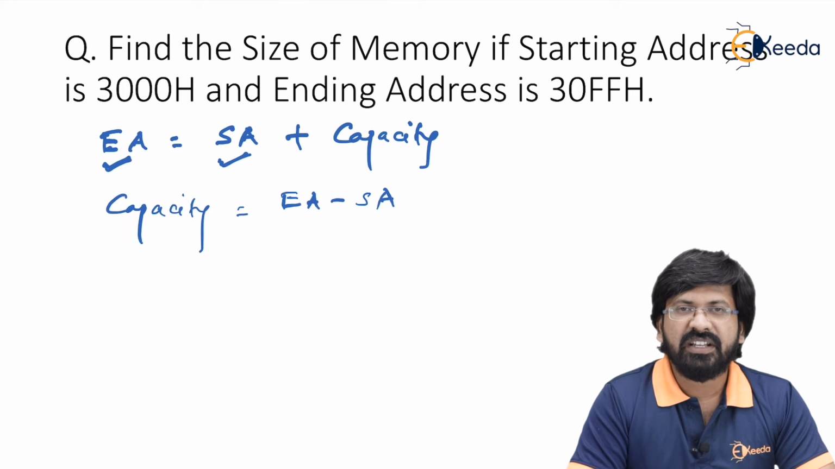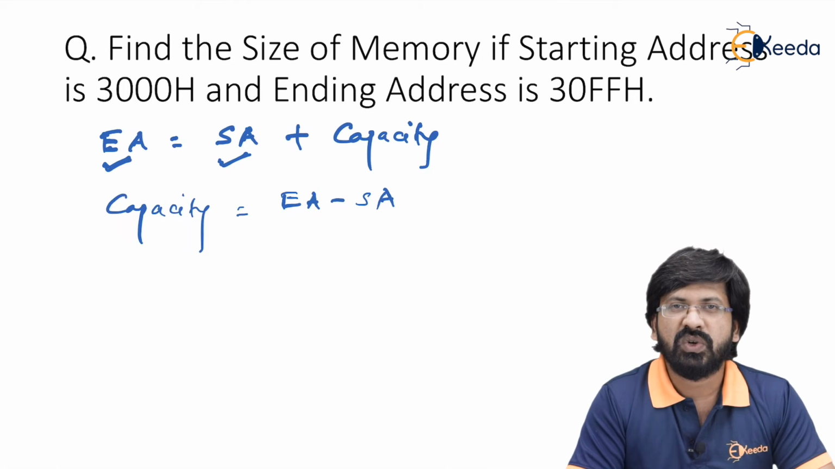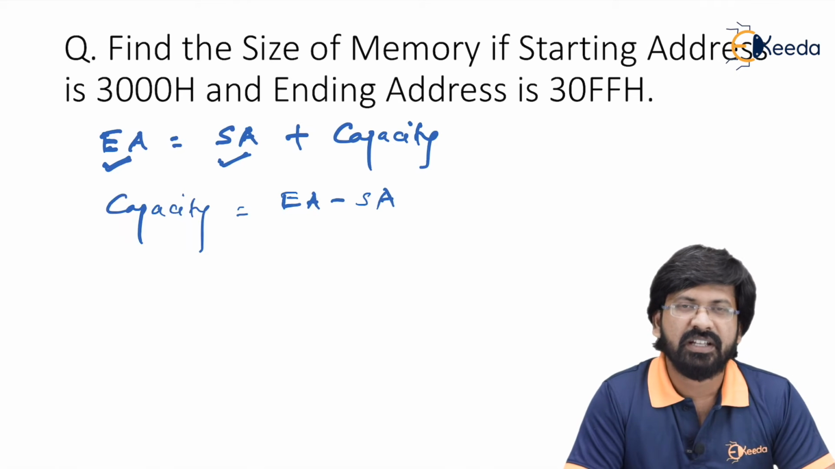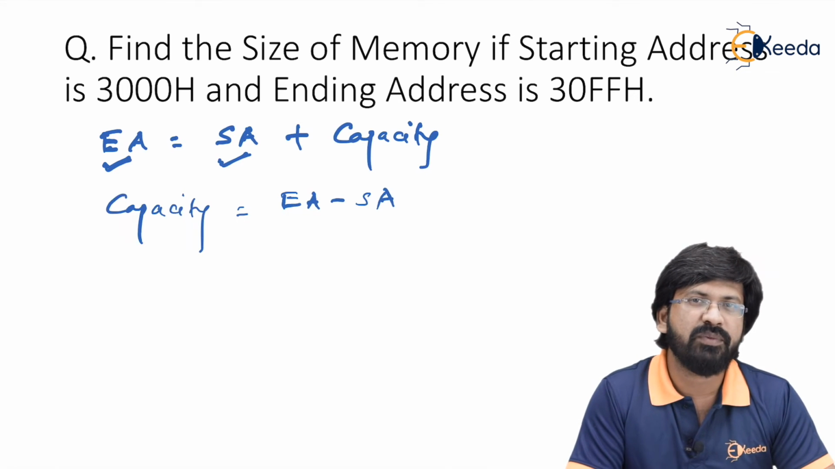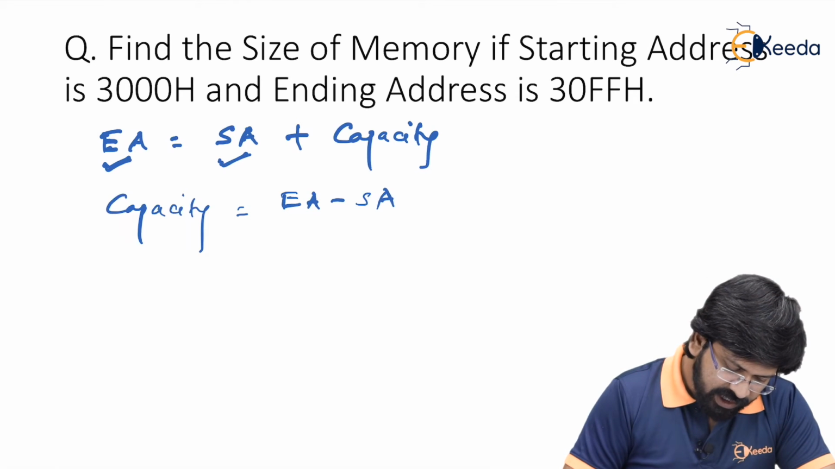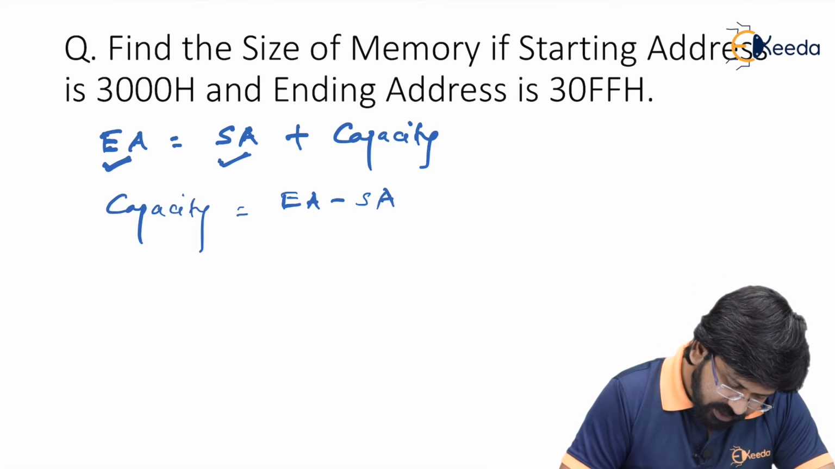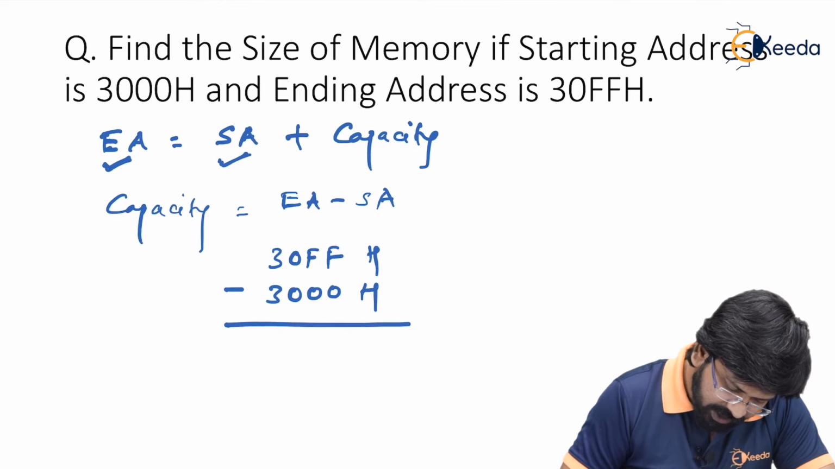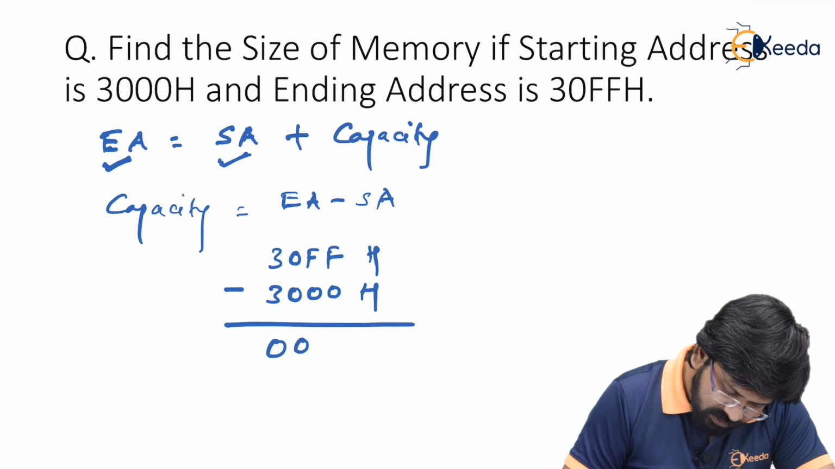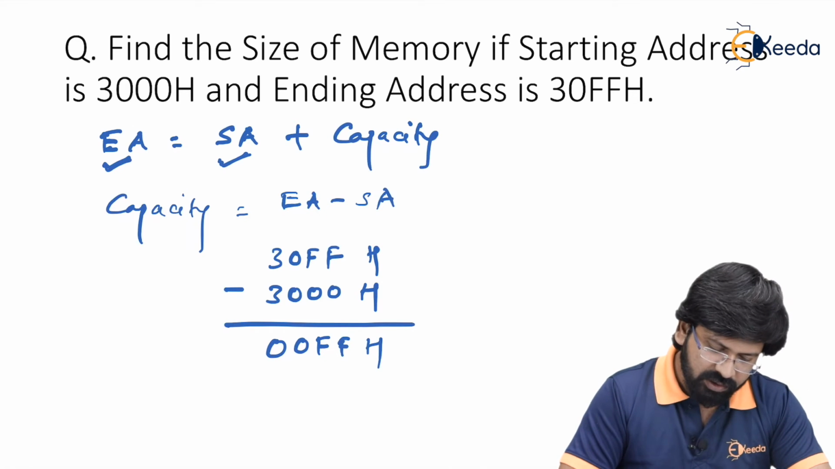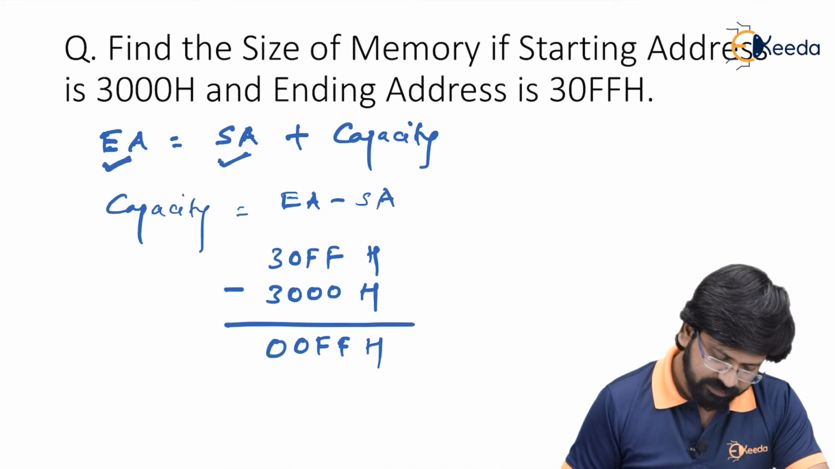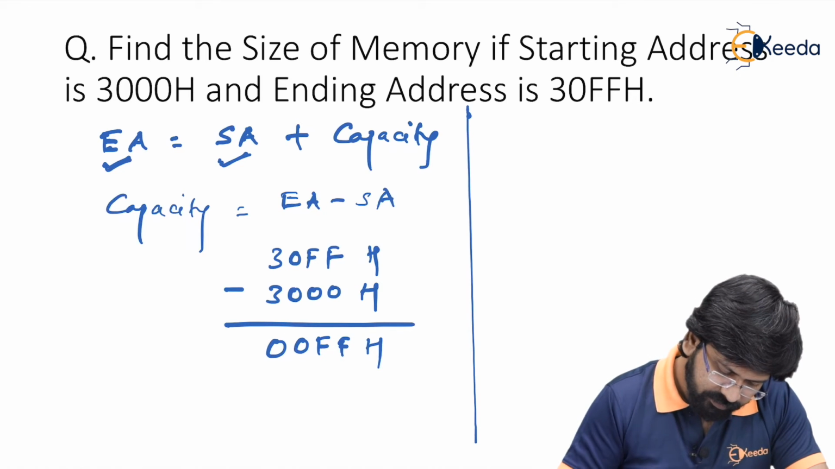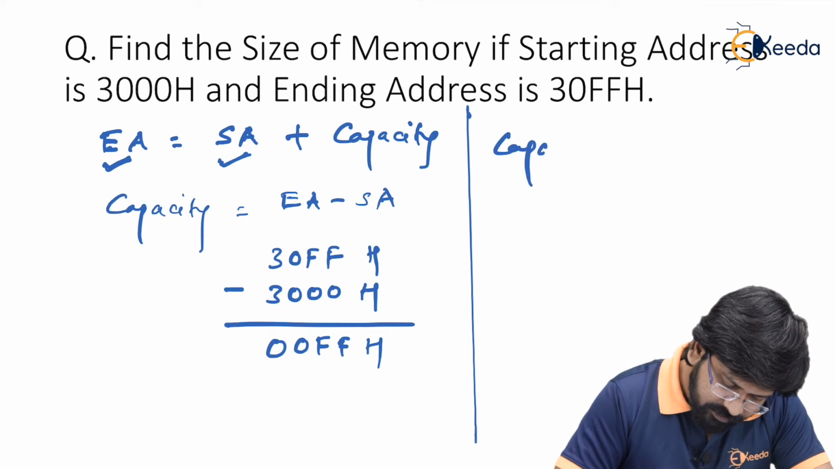If I could calculate capacity, from that I'll get the size of memory. So far we used to have size of memory, so we used to get capacity. Now from the capacity you have to go the reverse way and find the size of memory. Let's do this. Ending address minus starting address: 30FF hex minus 3000 hex. This is what we are subtracting. Ultimately what you get is all zeros and this is FF hex. In short, capacity is simply 00FF hex.